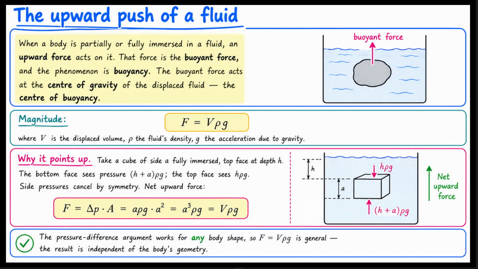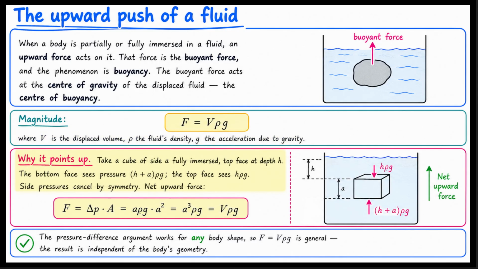Buoyancy and why the fluid pushes up when a body is partly or fully immersed in a fluid. The fluid pushes it upward with a force we call buoyancy, and the force itself is the buoyant force. Its magnitude is F equals V rho g, where V is the volume of fluid that the body actually displaces. Rho is the fluid's density, and g is the acceleration due to gravity. The force acts at the center of gravity of the displaced fluid, a point we name the center of buoyancy.